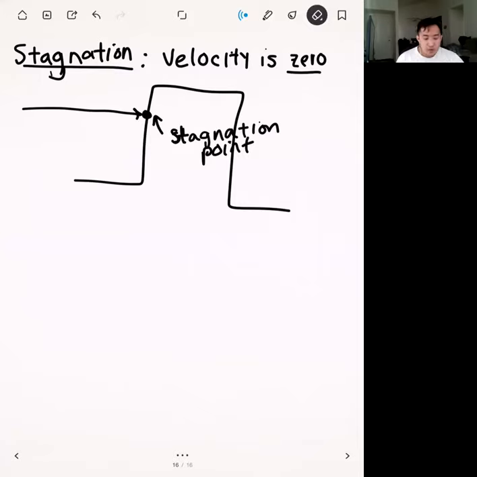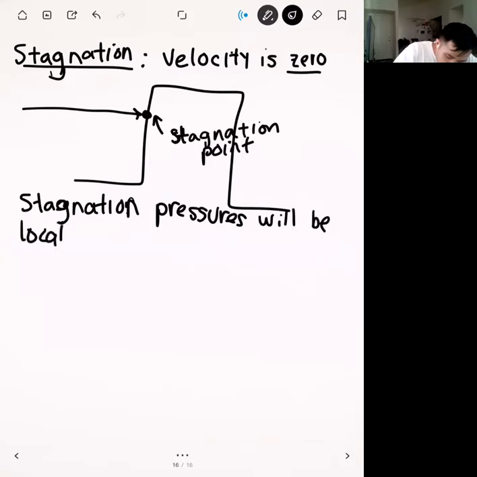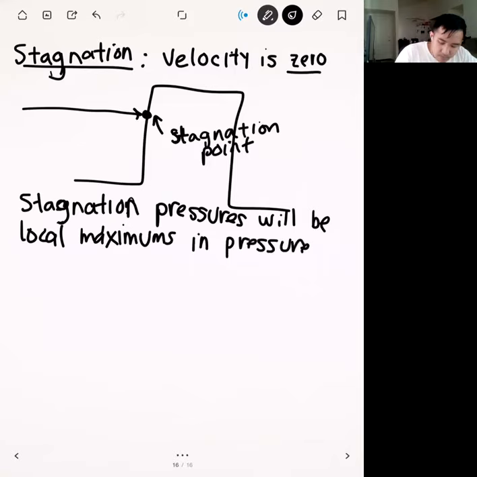In particular, because stagnation points are so important, because the velocity is minimum there, the stagnation pressures, which are the pressures at the stagnation points, will be the highest pressures, usually one of the highest pressures in the flow.